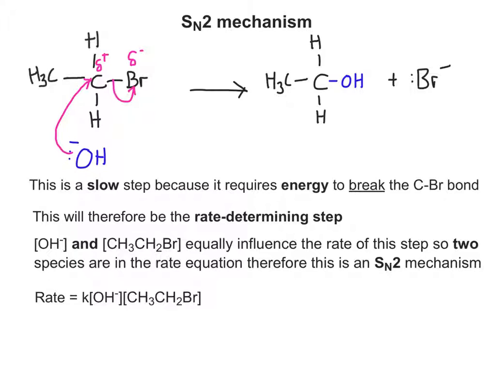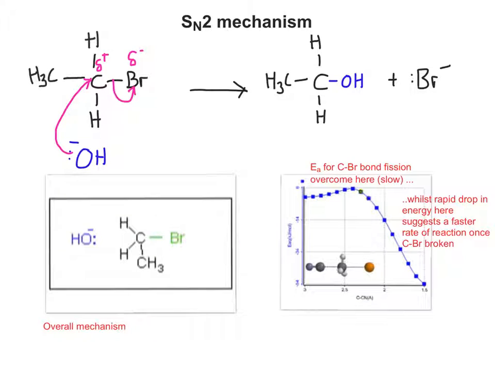So let's have a look at a couple of animations that might help explain it a little bit further. If we look at the left-hand animation first, you can see it's essentially the same as what we've done up in the top left-hand corner. So what has to happen is that the CBr bond has to break. That's the rate determining part of it.